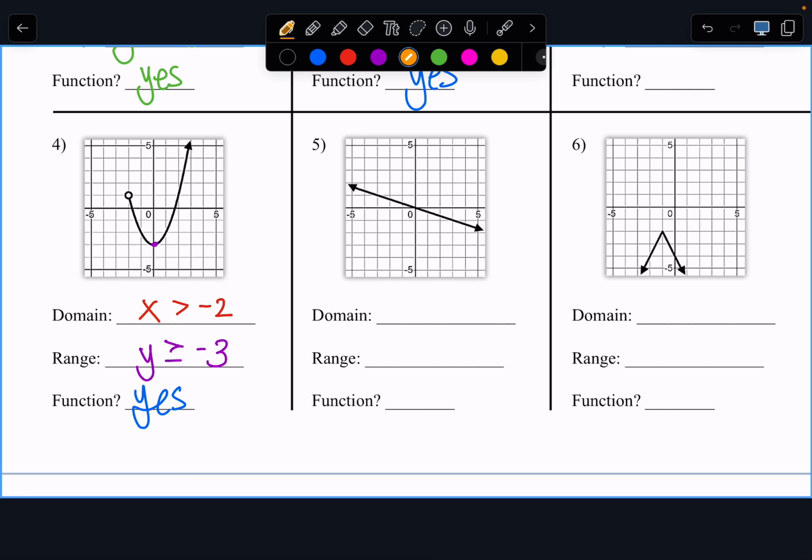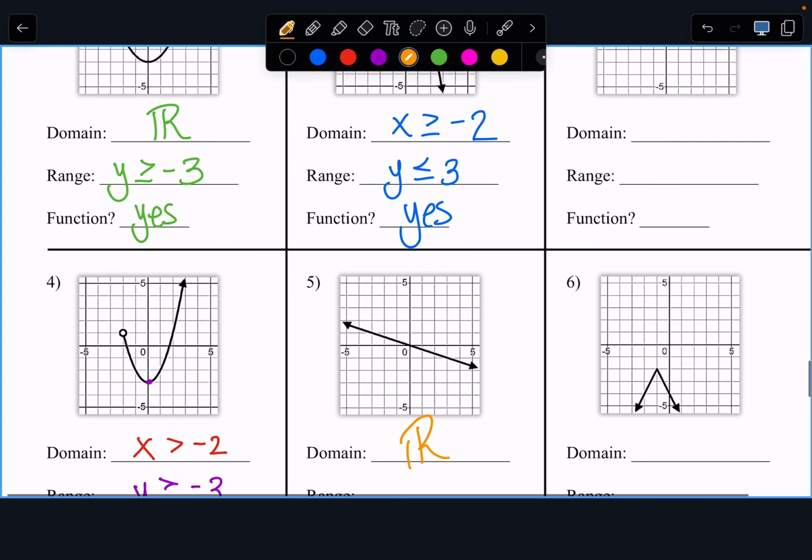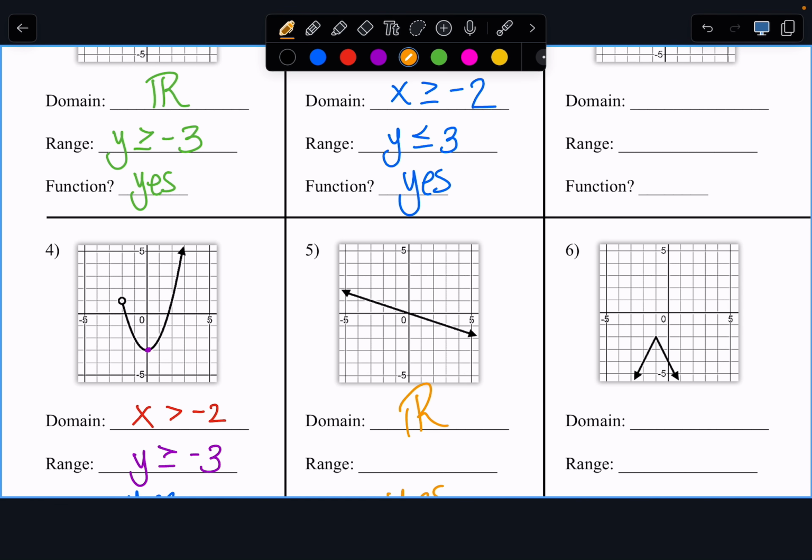Okay. Is this a function? Yes. Okay. Domain. So from left to right, it's infinite. It goes on forever in both directions. So we're going to write all real numbers. I love math. I get to be excited. Our range, from bottom to top, is going on forever in both directions.